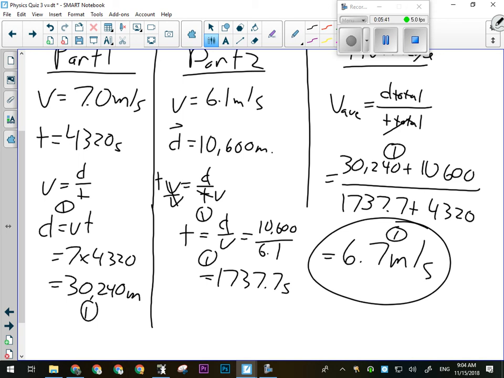Okay, that is their 7th and final mark on that one. There's no direction on that because, of course, it's speed, which is scalar, and we were given no directions in the question. All right, questions on number 1?